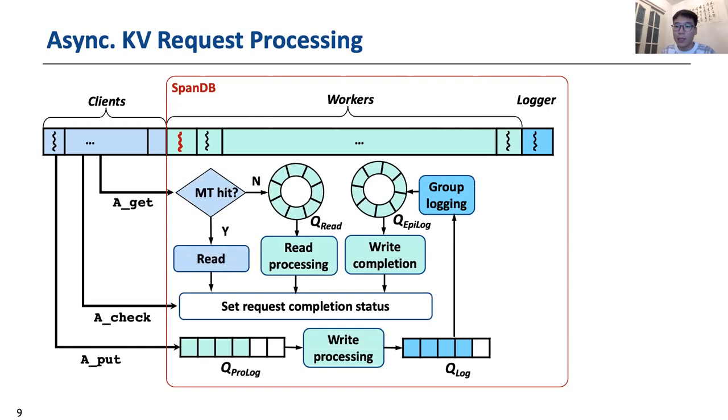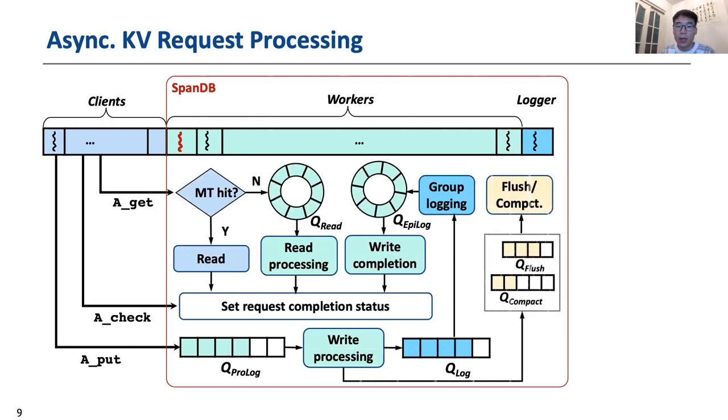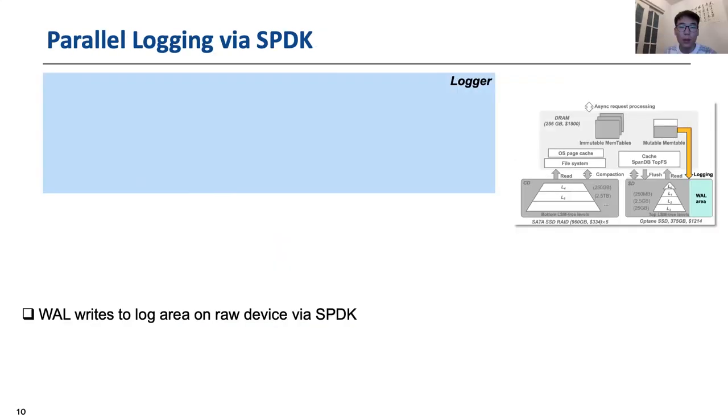The main idea is that SpanDB requests and background tasks are passed through multiple queues, with workers grabbing whatever request to work on without being blocked by I/O. Such a design not only better utilizes worker CPU cycles, but also facilitates dynamic task scheduling.